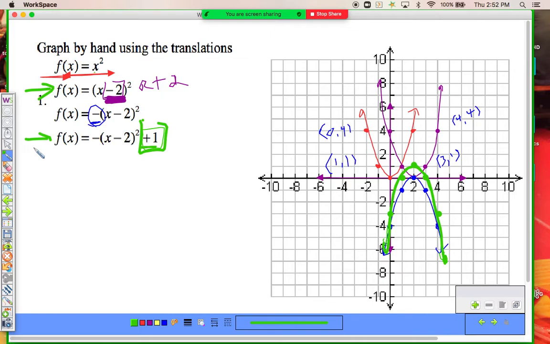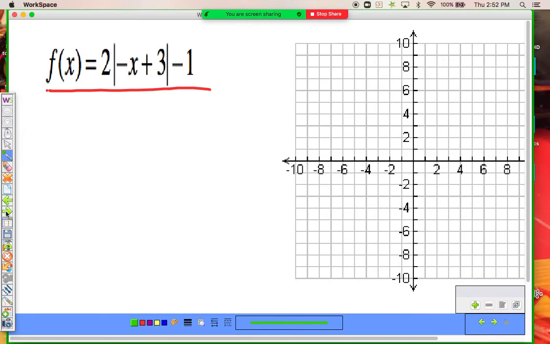All right, we're going to do the same idea in this next one, but we're going to do it a little bit differently. Instead of me breaking it down step by step, I'm just going to give you the function, and we're going to have to decide, what is our parent function? Does it have a left and right movement? Does it have a vertical stretch? Does it have a reflection? Does it have a vertical shift? All the different things. So looking at this one, negative 2 absolute value of negative x plus 3, then subtract 1.